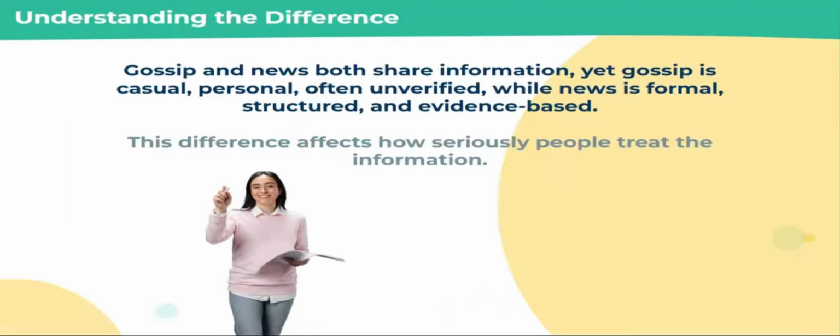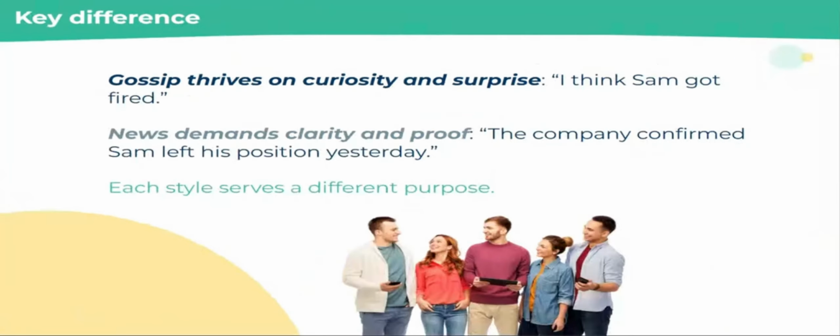So gossip versus news, understanding the difference. Gossip and news both share information. Yet gossip is casual, personal, often unverified, while news is formal, structured, and evidence-based. This difference affects how seriously people treat the information. The key difference between gossip and news is that gossip thrives on curiosity and surprise. For example, I think Sam got fired. Whereas news demands clarity and proof. So, the company confirmed Sam left his position yesterday.